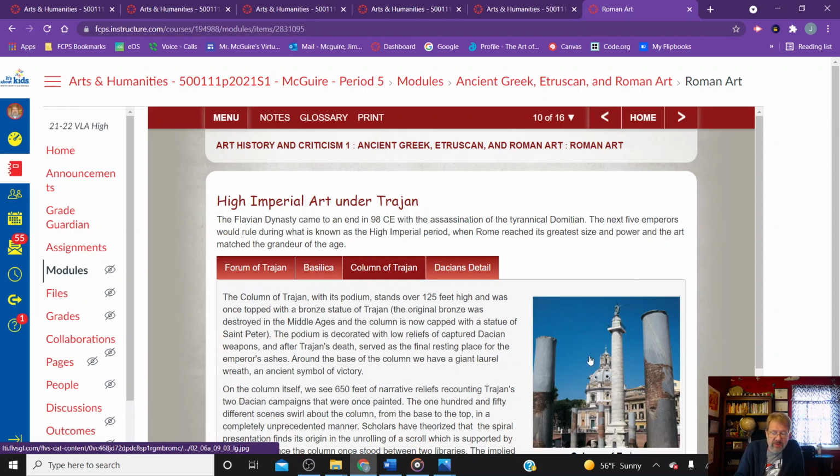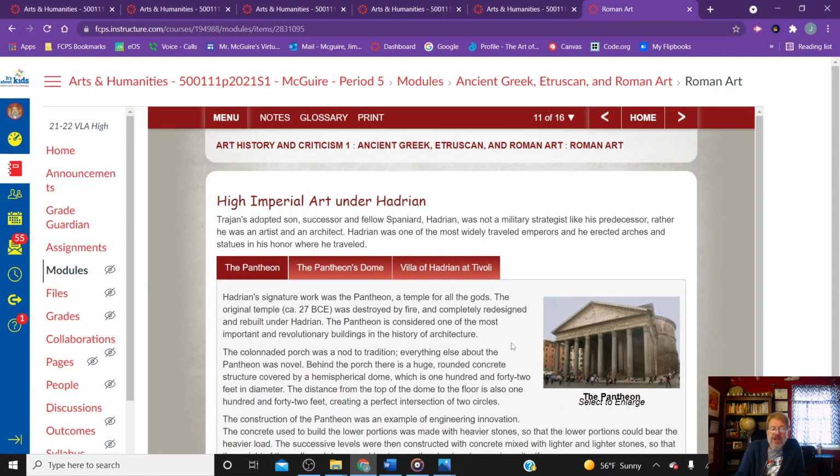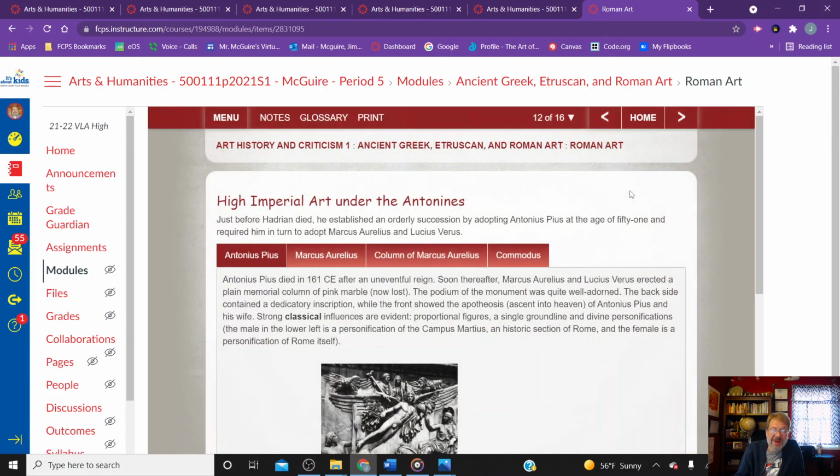You do want to know about the Column of Trajan. You will want to recognize what this is. When is it from? Hey, that's high imperial art. That's the Column of Trajan. So what is it? You've got to know a little bit about it. Why is it still there? Be able to tell me something about that. You've got to recognize the Pantheon. If you can't recognize the Pantheon, I have failed you. So Pantheon, Parthenon, Colosseum, know those things. I don't know if we looked at the Parthenon, but definitely the Pantheon and Colosseum.